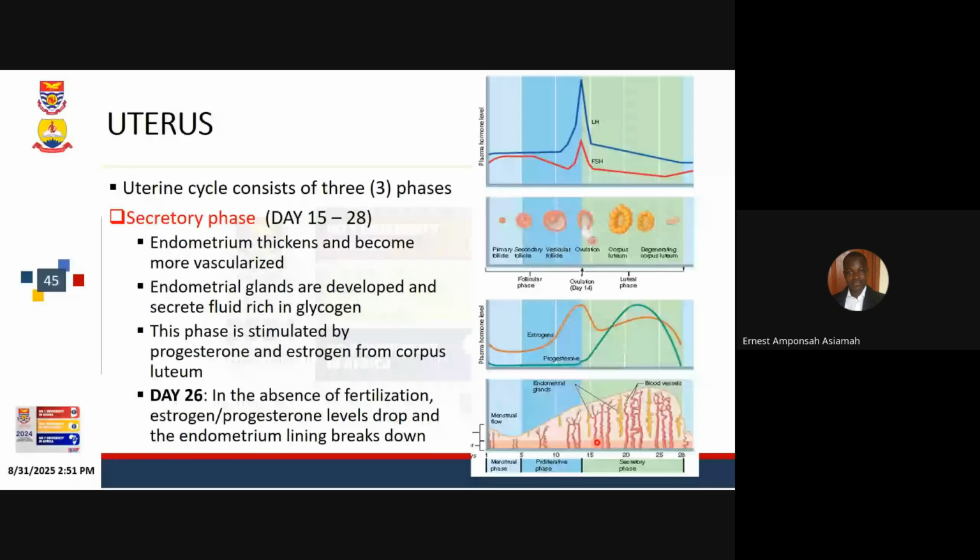And at this point, more blood vessels grow within the endometrium. It supplies so much blood. Much blood reaches the endometrium because it is ready for implantation. So it is also rich in glycogen. There are some glands in the endometrium, and they start developing in the proliferative phase, but in the secretory phase, they become fully developed, and they secrete the glycogen.